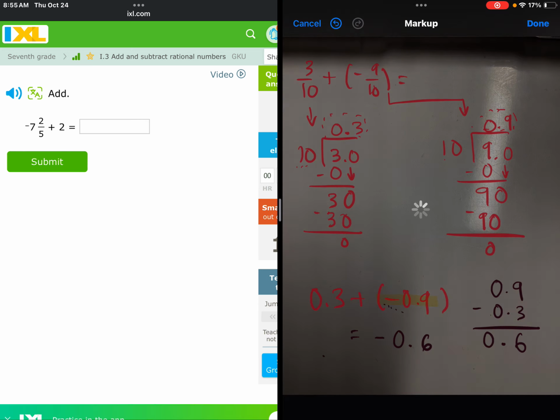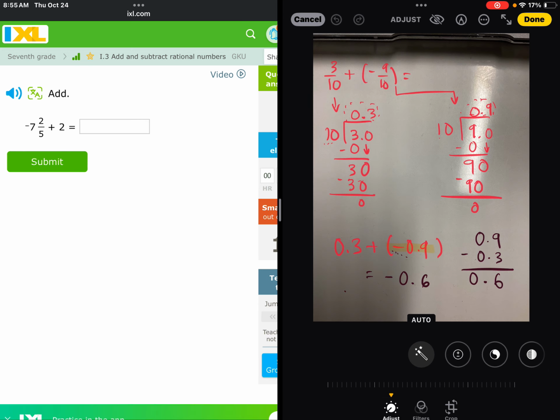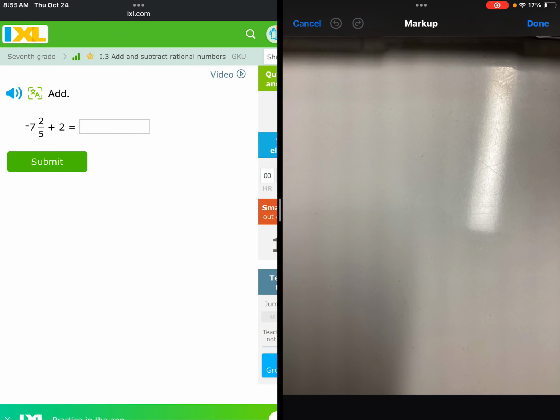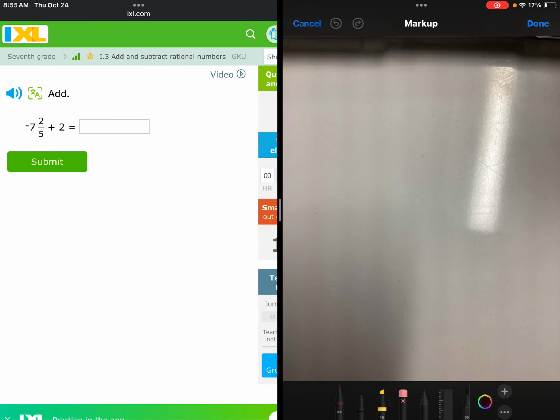Okay, so I'm gonna erase all this. You can pause it anytime if you wanna copy this work. Okay, so I'm gonna go ahead and revert everything, and edit again. Good. So now we're dealing with this. We're dealing with negative 7 and 2/5 plus 2. Okay, let's do that.